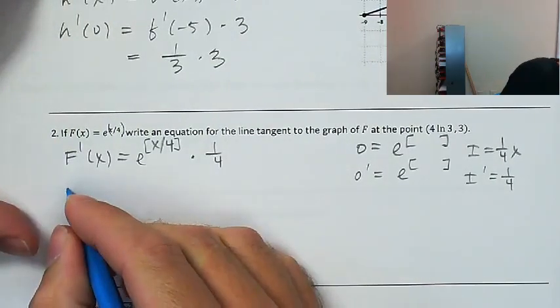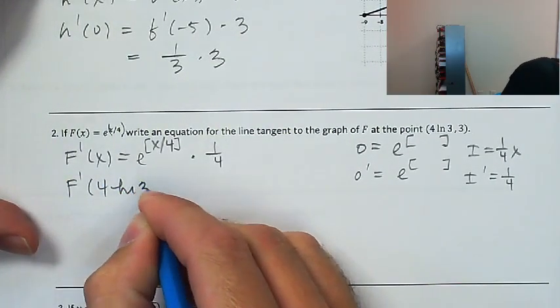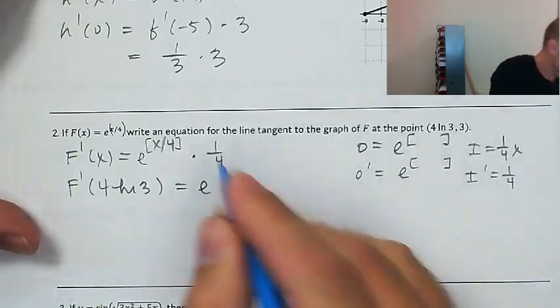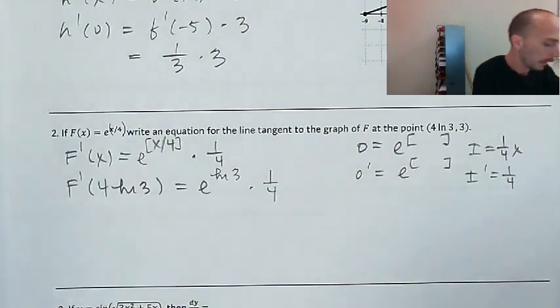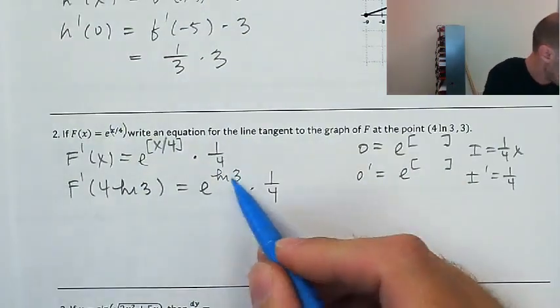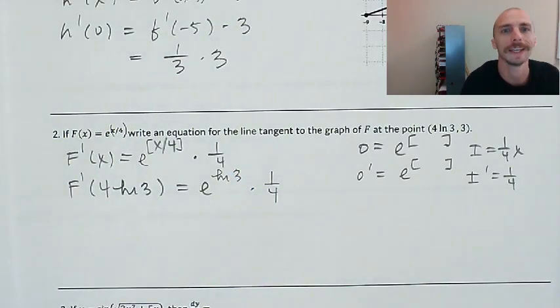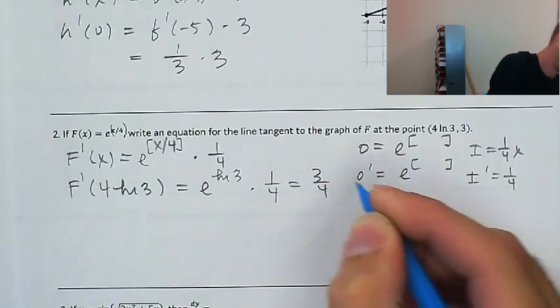Okay, so now I'm going to say f prime of 4 log 3 is going to be e to the, well, if I take 4 log 3 and divide by 4, it's going to be e to the log 3 times 1/4. And, well, that's going to be 3, because the log of 3 is the special exponent I put on e to get 3. So if I put that special exponent on e, I'm going to get 3. And so that's going to be 3 times 1/4, which is 3/4.